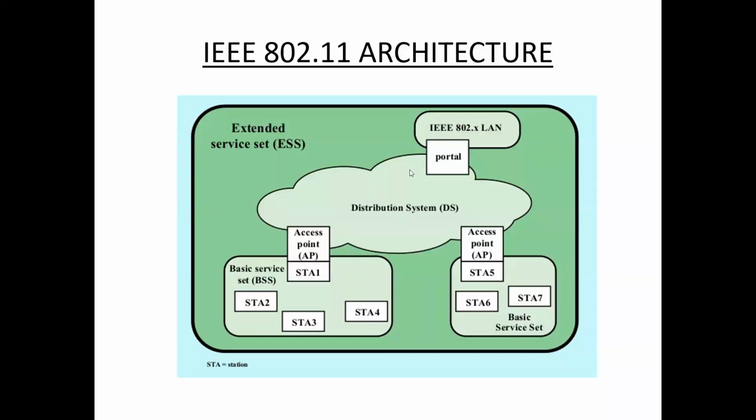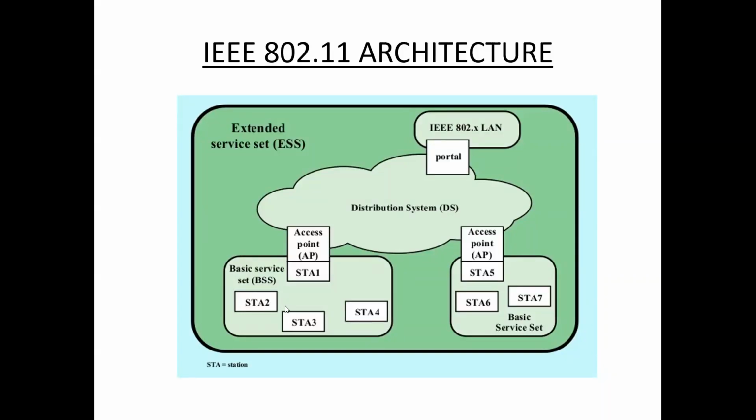And second one, basic service set. A basic service set is a group of stations communicating at physical layer level. This basic service set is a group of station 1, station 2, station 3, station 4. And this basic service set is a group of station 5, station 6 and station 7.